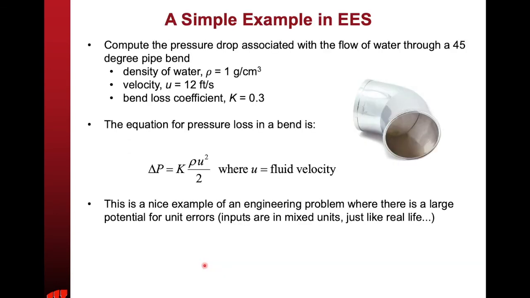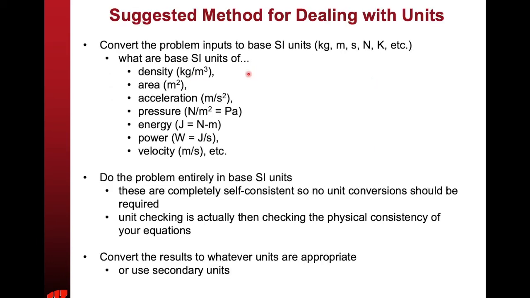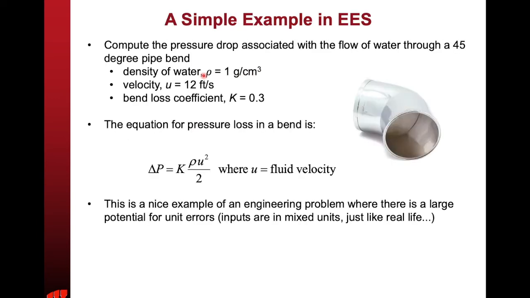All right. So here's a simple example. We have another video for this, but I'm just trying to figure out what the pressure drop is as water flows through this little pipe elbow here. And so I know the density of water. Most of you know this from chemistry, it is 1 gram per centimeter cubed. Not a great unit. What would I rather have? I'd rather have kilograms per meter cubed, so I'll have to convert that. Velocity is 12 feet per second. Now that's unfortunate. The seconds are okay, but I've got to get rid of that. And then the bend loss coefficient is 0.3, and that's a dimensionless value.